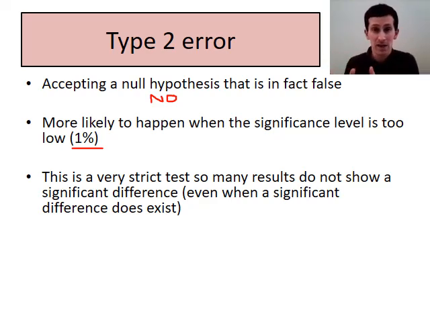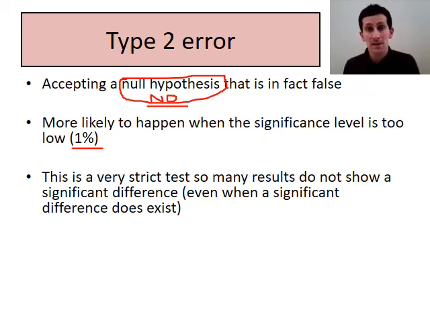Because it's such a strict test, and basically we've got to be 99% certain of our results, when we put our results through this test, it will mostly show that there's no significant difference between your conditions, because you've got to be 99% certain. So it shows there's no relationship, so we accept the null. We accept that null hypothesis. But in fact, there is a significant difference. But because this test is so strict, that result doesn't come through in the data.